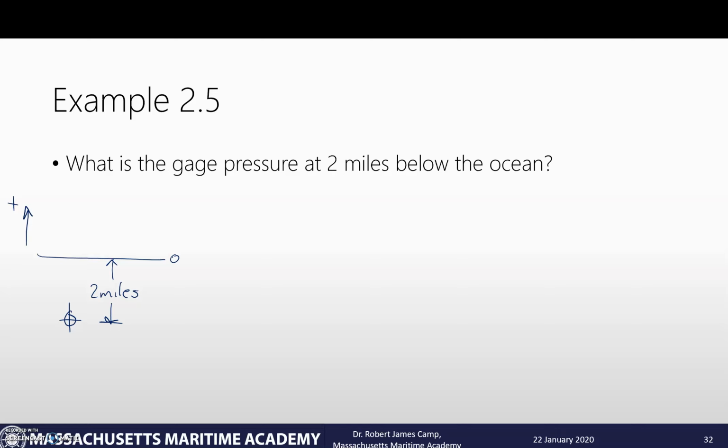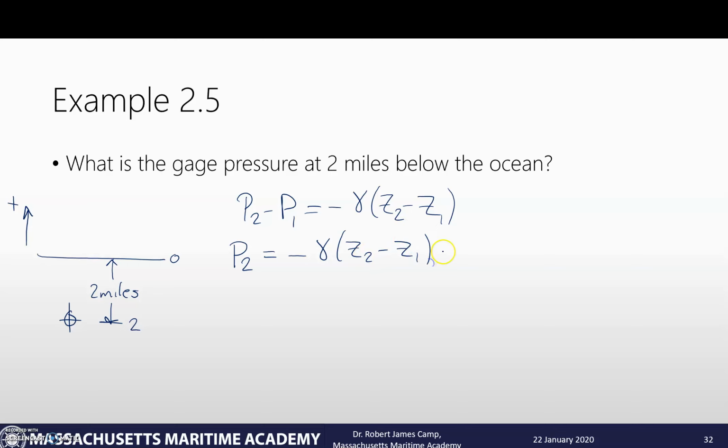So let's write out the hydrostatic equation. P2 minus P1 is going to be negative gamma times (Z2 minus Z1). So we are trying to find, we'll call this point 2. We're going to call our surface point 1. So we're trying to find the pressure at 2. Just rearrange that equation: P2 equals negative gamma times (Z2 minus Z1) plus whatever the pressure at 1 is.